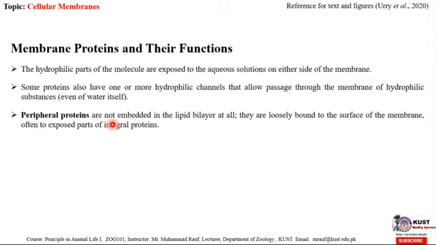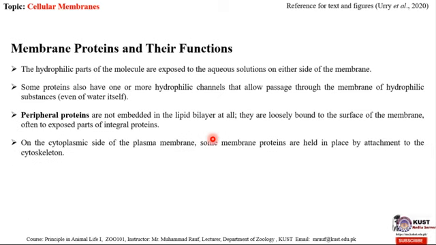Peripheral proteins are not embedded, they do not span across the plasma membrane, but they are usually present on one side of the membrane, either outside or inside. On the outside, they are usually in association with the lipid and carbohydrate portion and form glycoproteins. And on the cytoplasmic portion, the peripheral proteins are in association with the cytoskeletal elements.